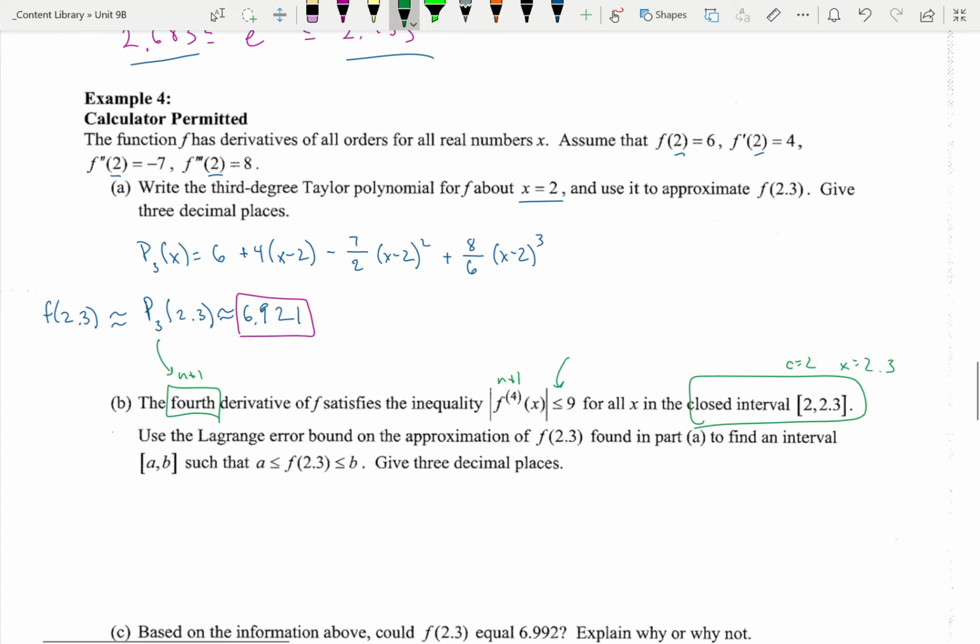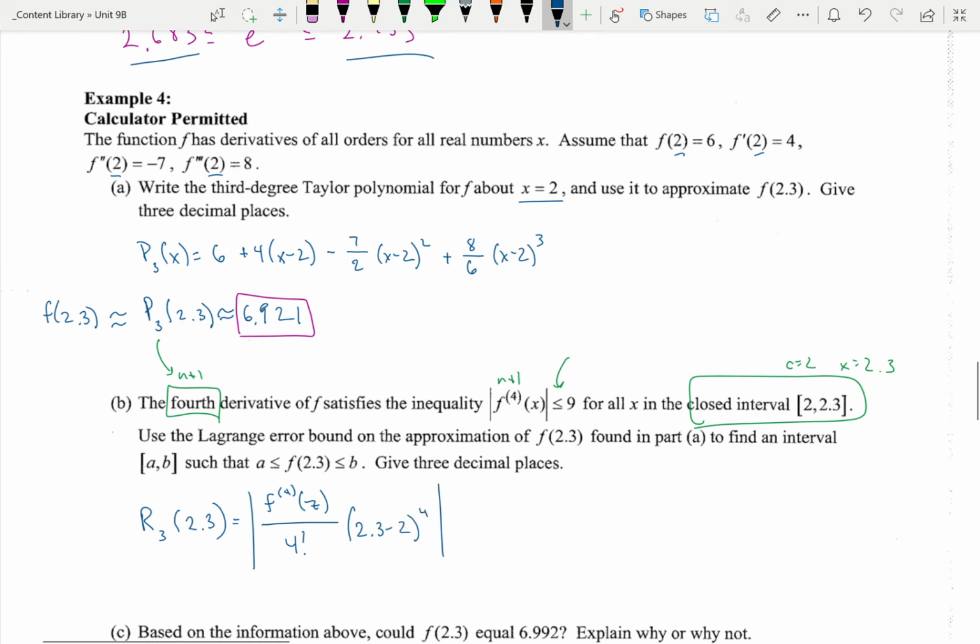So what are we going to find? We're going to find the Lagrange error bound, r sub whatever n was, still is, 3, evaluated at the x value of 2.3. Okay, and according to the Lagrange error theorem, we have the next derivative, so the fourth derivative, evaluated at some value z. z is some number between 2 and 2.3, divided by 4 factorial, and then multiply that by x minus c, or 2.3 minus 2, raised to whatever n plus 1 is. In this case, it's 4.